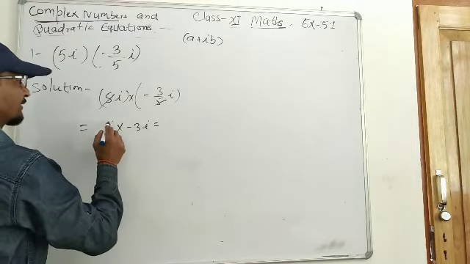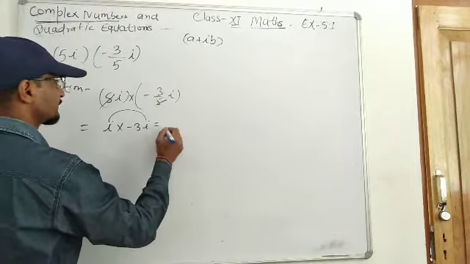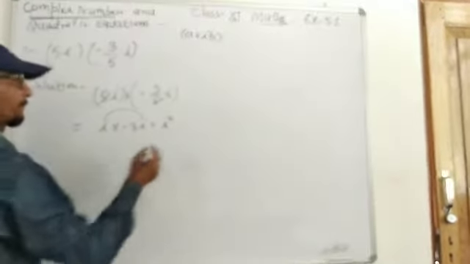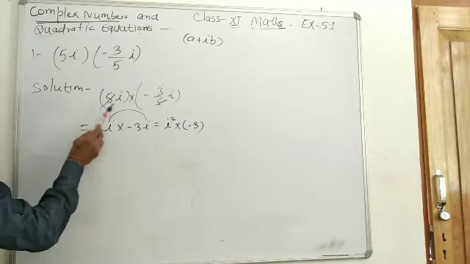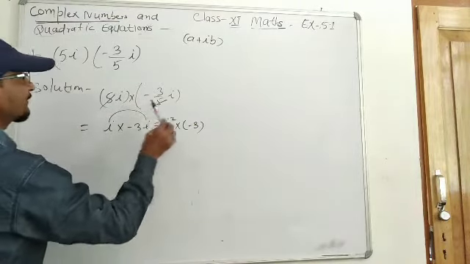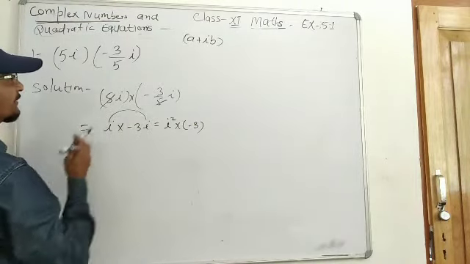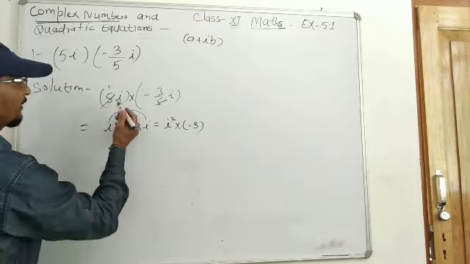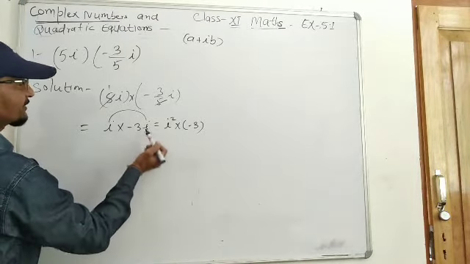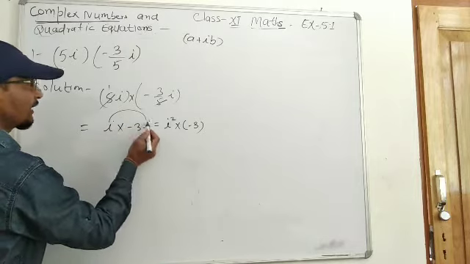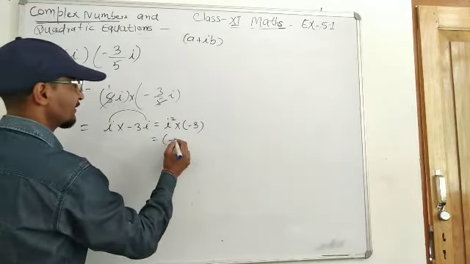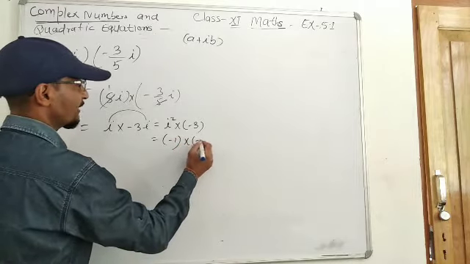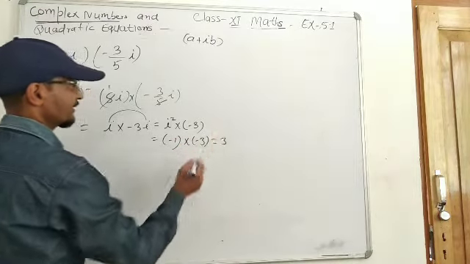So this is i into i, i square, into minus 3. Check once again: 5i into minus 3 by 5i, the 5s cancel, and we have i into minus 3i. i into i becomes i square into minus 3, and the value of i square is minus 1, into this minus 3, so the answer is 3.